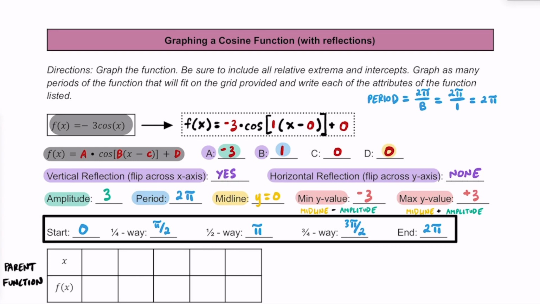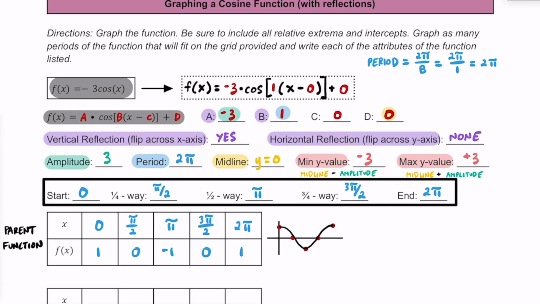And so for the parent function here, these are going to be the 5 points that we always graph. And remember, this graph starts up here, moves to the midline, moves down to the minimum, back to the midline, and then back up to the maximum. So just make sure you have this shape in the back of your mind as we go ahead and graph our current function.